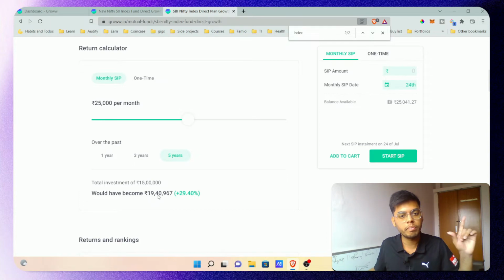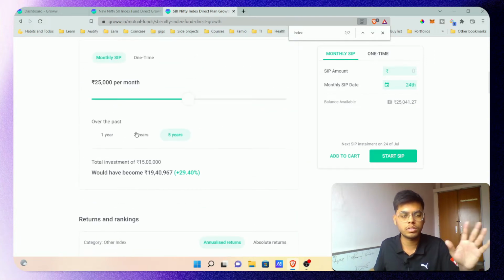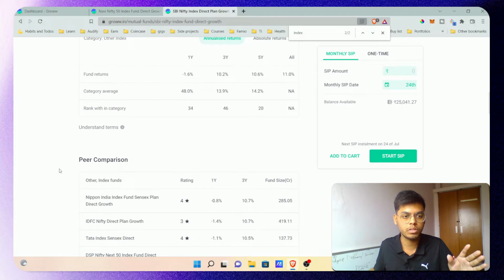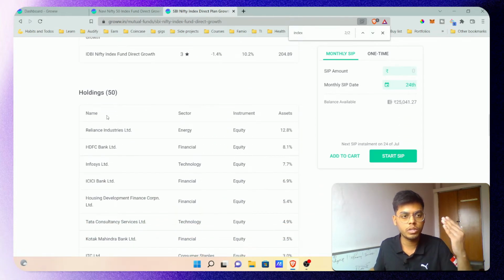And you would have made like 30% return on this in the last 5 years. So this is how you calculate through this simple calculator that you get on this page. And then you see the peer comparison, and after that what happens is you see the holdings.